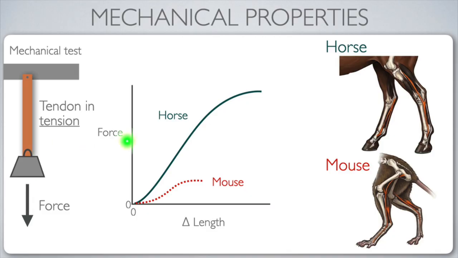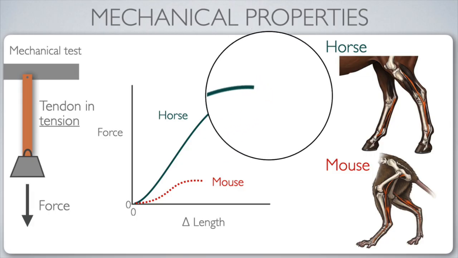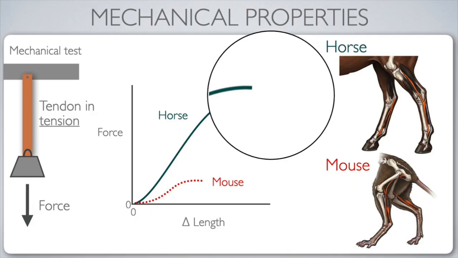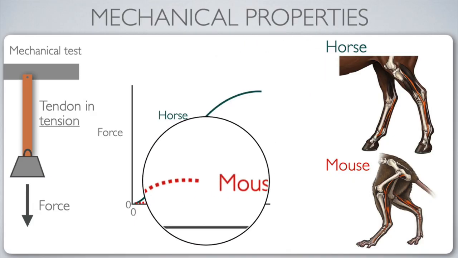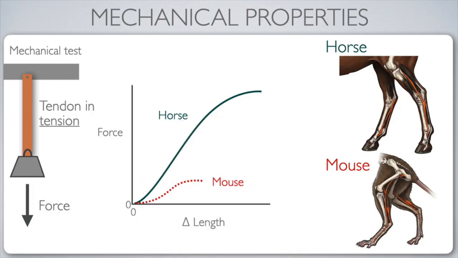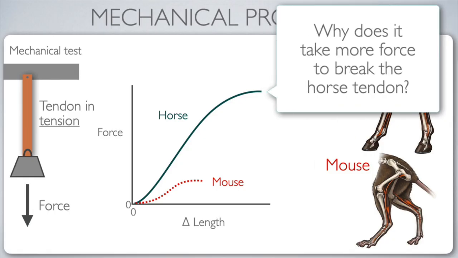And at the ends of these curves, we have failure. That is a breaking up of the tendon, and therefore the inability to measure any further forces in both cases. And you can see that the horse tendon achieves a much higher force before it breaks. So we call that the breaking force, than the mouse tendon. And the question here is like, well, why are they different exactly? Why does it take more force to break the horse tendon?